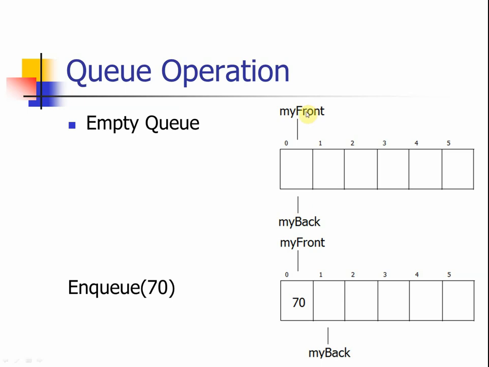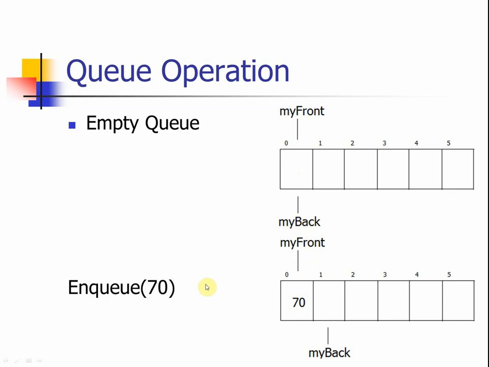Because what front is trying to say is: where is my first element? My back is trying to say: where is my next element going to be? So if my first element equals my next element going to be, it is empty. That is the idea of saying when front and back are at the same location, it is empty. We will see additional information in the next example.